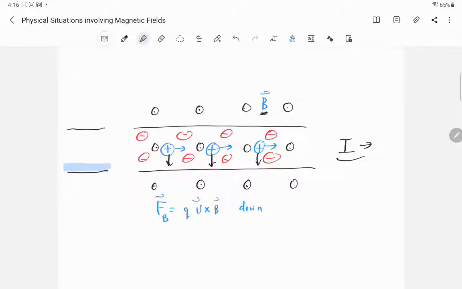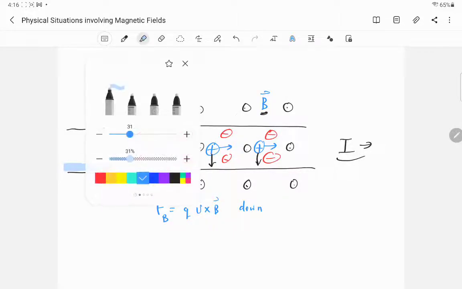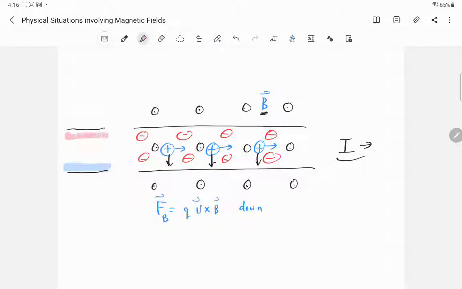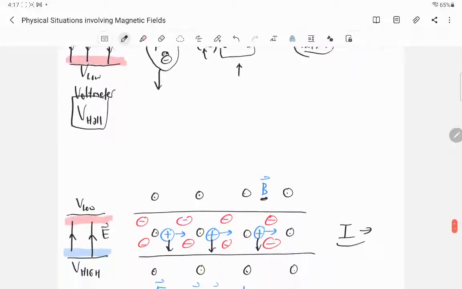And the negative charge is what's left over at the top, which means I have a different kind of electric field. It's an electric field that actually points upwards instead. And the high potential is on the bottom instead, and the low potential is on the top. It gives me the reverse.